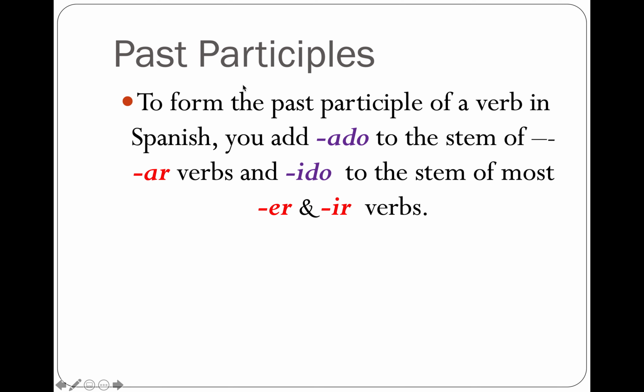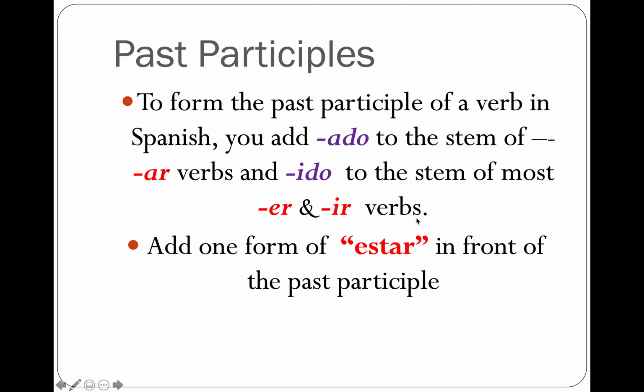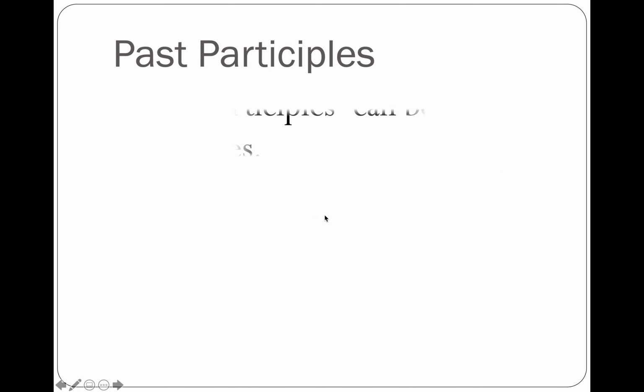And every time you have to use pasado participio, which I already told you how to do, when you drop these endings and you add ido or ado, you must use the verb to be, which is estar. You don't use ser, you use estar. Pasado participio is estar plus the ado or ido. All right.